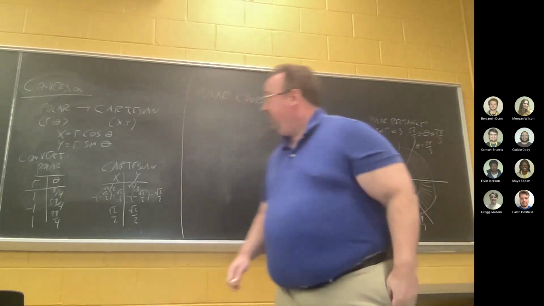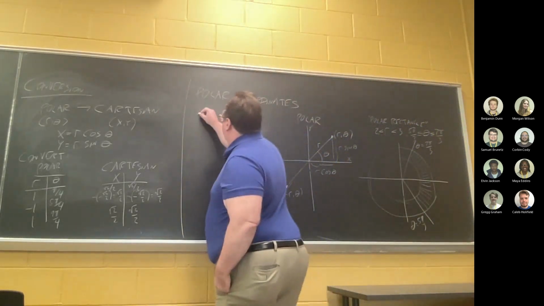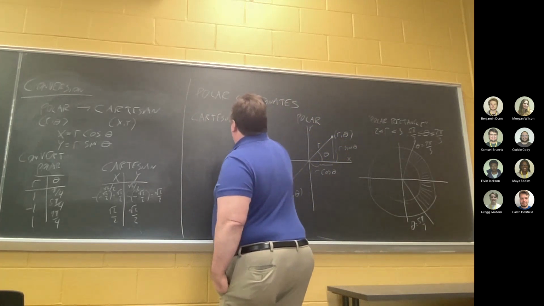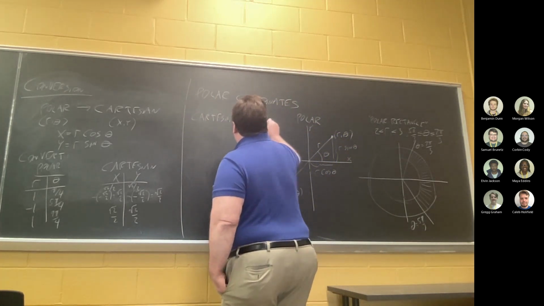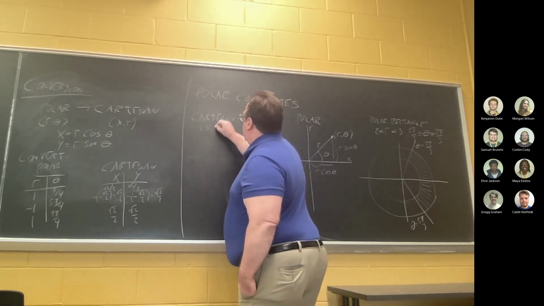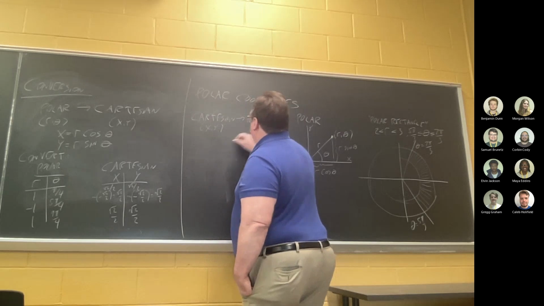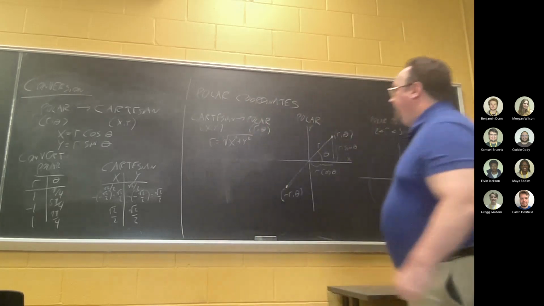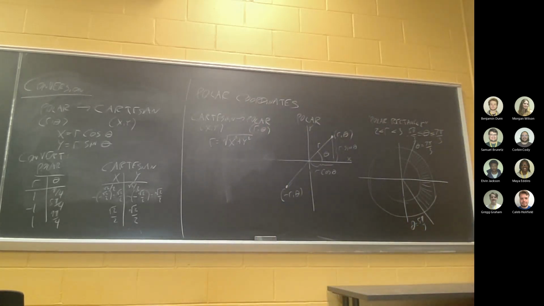Now, going the opposite direction. If you're given x, y and you want r and theta, the equations involved are: r is the square root of x squared plus y squared. You could try to find a negative r value, but we'll just keep things simple and go for the non-negative one.